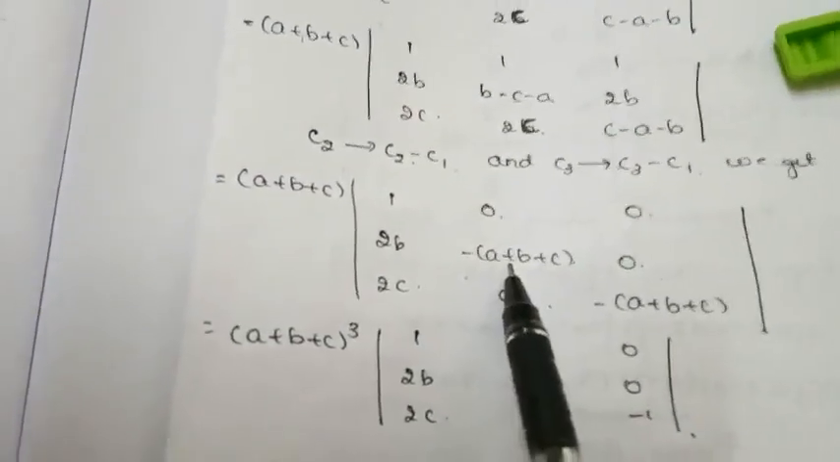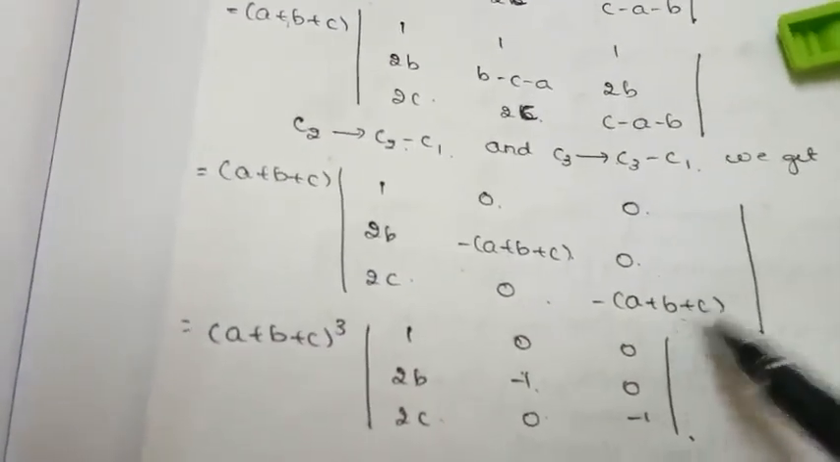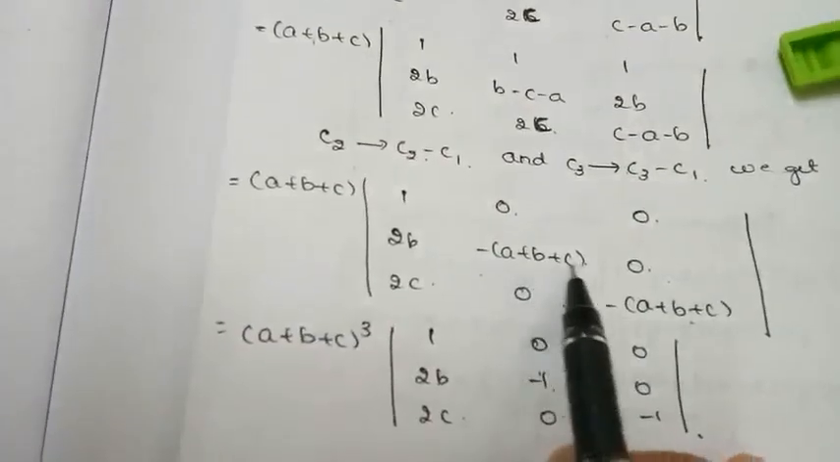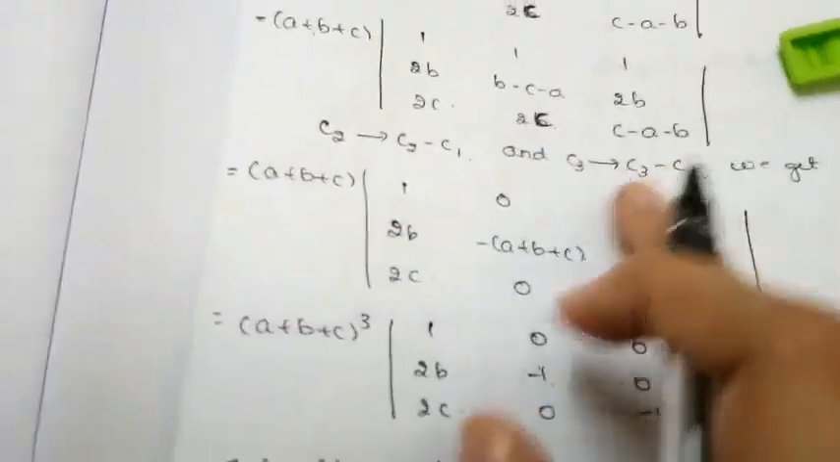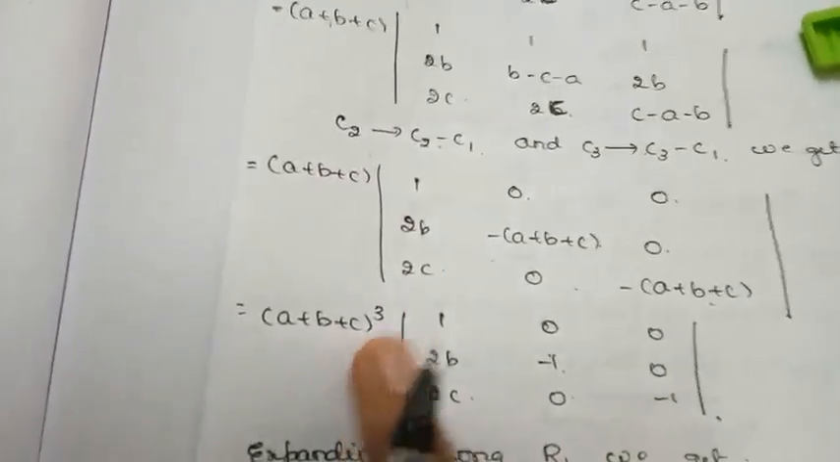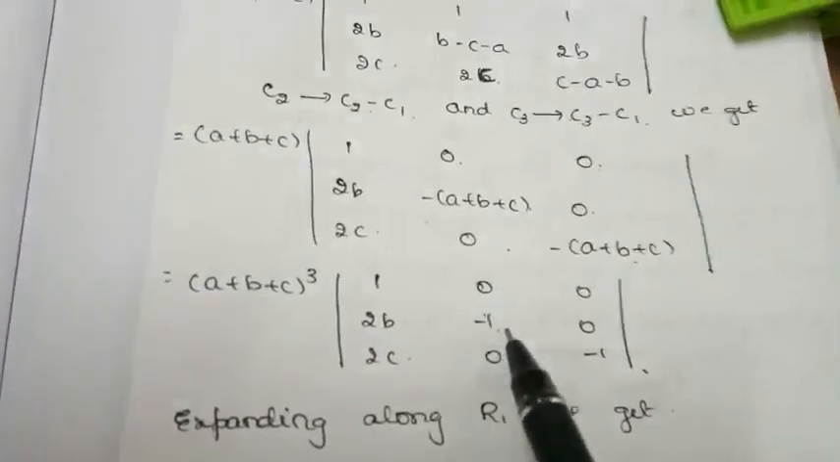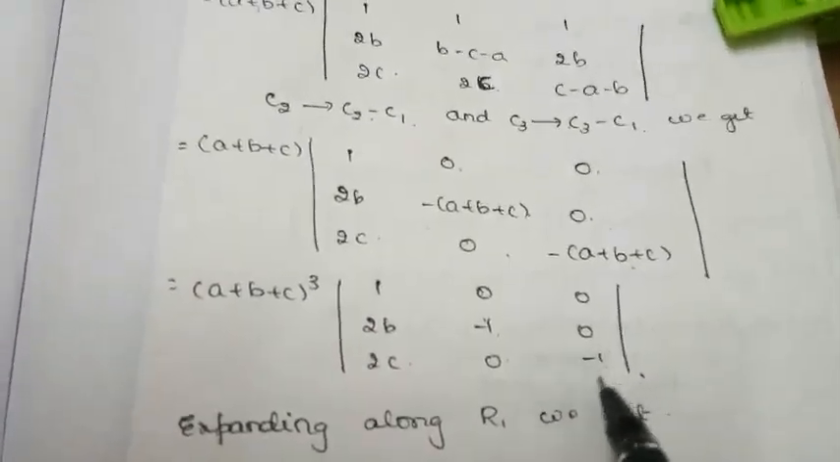If I take a plus b plus c common from column 1, and from column 2 also a plus b plus c common, so 2 times a plus b plus c common outside. One time from this one, another time from this one, plus the already existing one. So totally it becomes a plus b plus c whole cube. What is the remaining? 1, 2b, 2c, 0, minus 1, 0, 0, 0, minus 1.